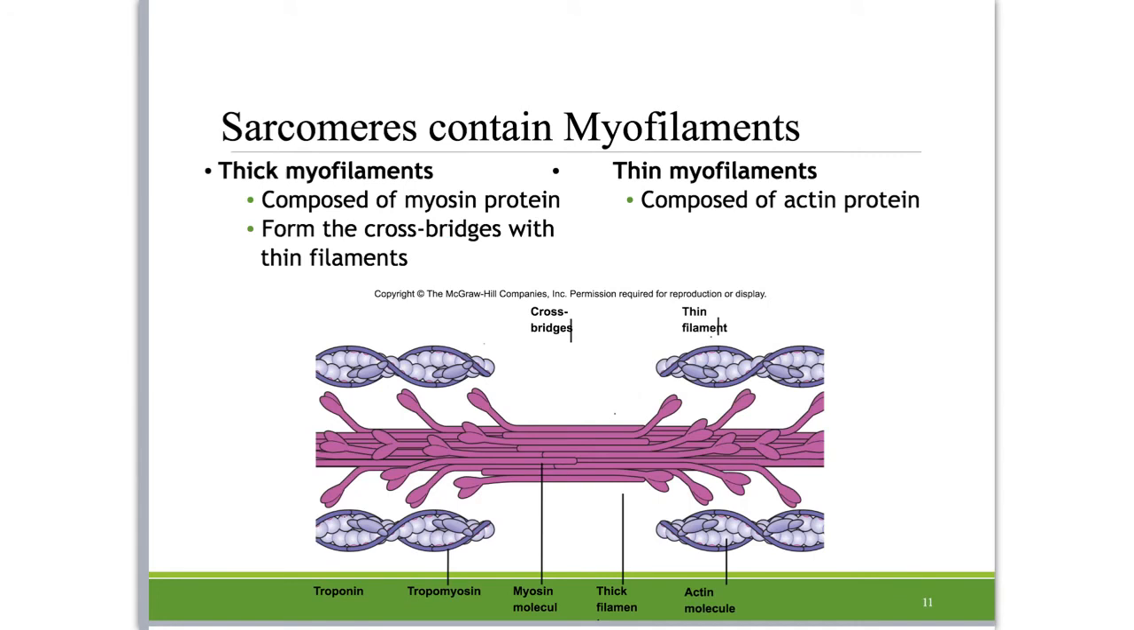So if we zero in now on those protein filaments inside the sarcomere, we see that there are ones that are thicker, and they're made of something called myosin, and ones that are thinner, that are made of actin. And it's how they interact that allows contraction to happen. Myosin has these, they call heads, these little heads sticking out.